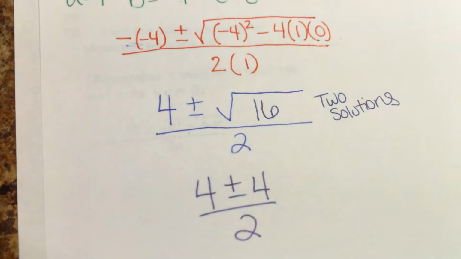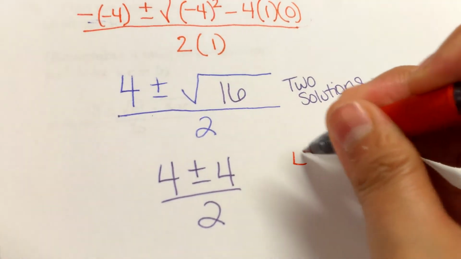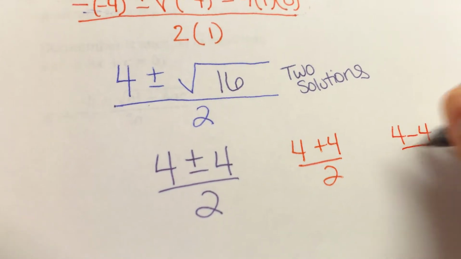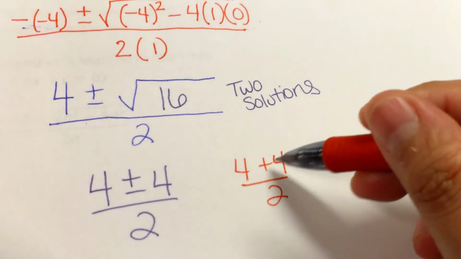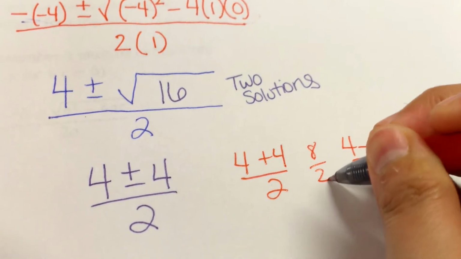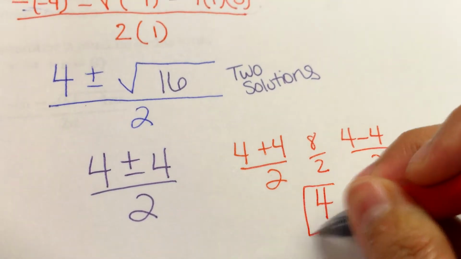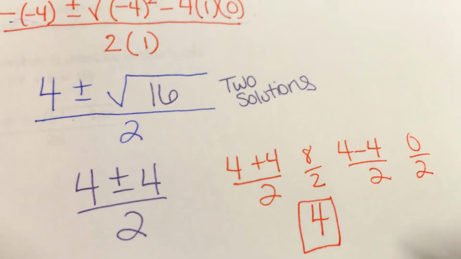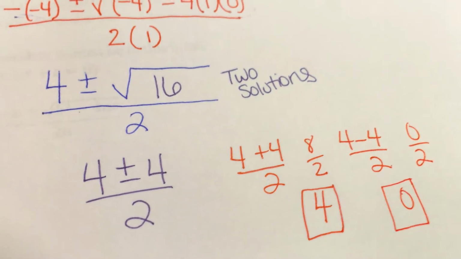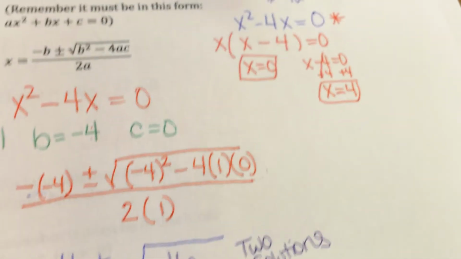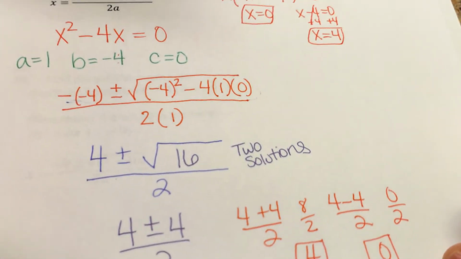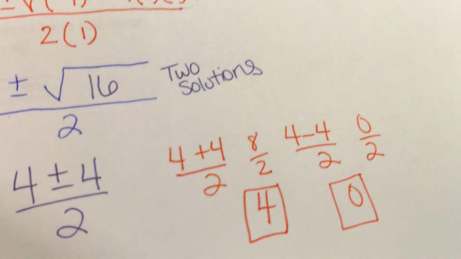And now we're going to split them up. So one of them is 4 plus 4 divided by 2. The other one is 4 minus 4 divided by 2. So 4 plus 4 is 8. And then we divide it by 2, which gives us 4. Here, 4 minus 4 is 0. Divided by 2, it gives us 0. And those are my two zeros, 4 and 0, which is what we found when we factored. So whether you factor or use the quadratic formula, you should end up with the same answer. Those are my zeros, my solutions, my roots, my x-intercepts.